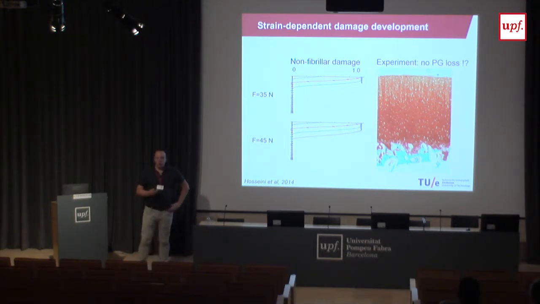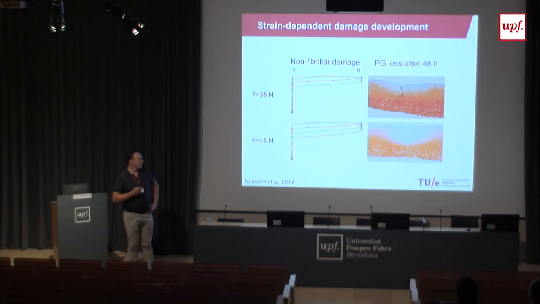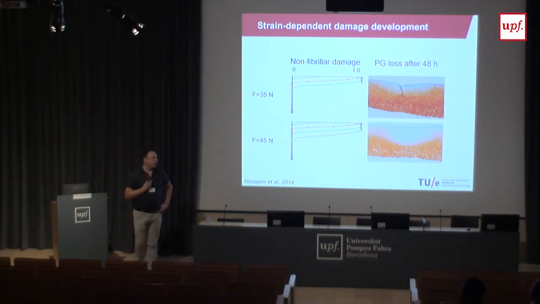And what the student shows in the end is, yes, there is proteoglycan damage. It's 100%. It starts at the surface. And if you load it more, it gets deeper, exactly like the model predicted. So why didn't we see that before? The reason is that when you do this staining, you basically look at where the proteoglycans are. And if you do that immediately after the loading, proteoglycans are still everywhere.